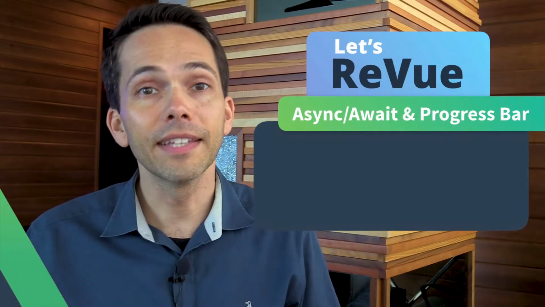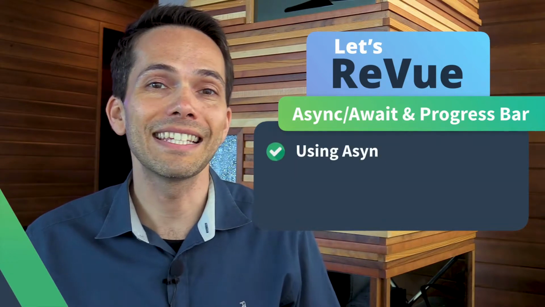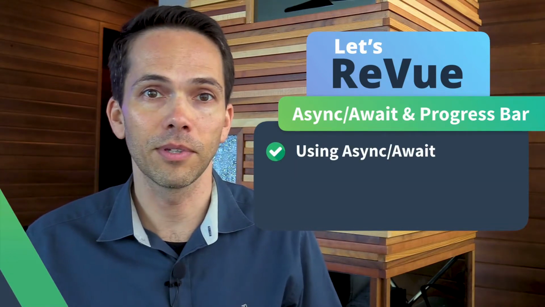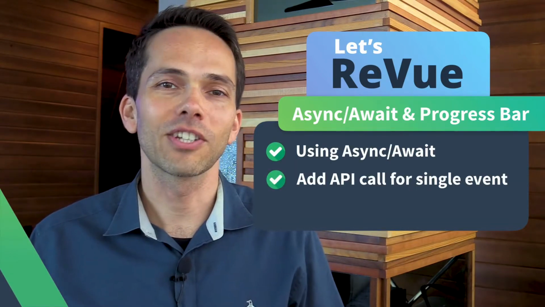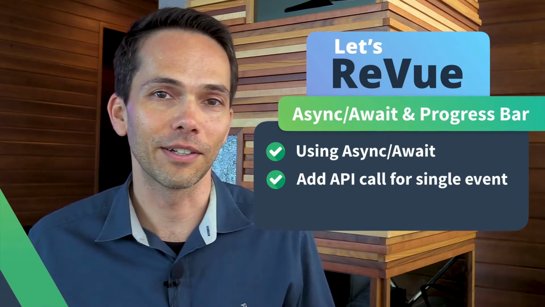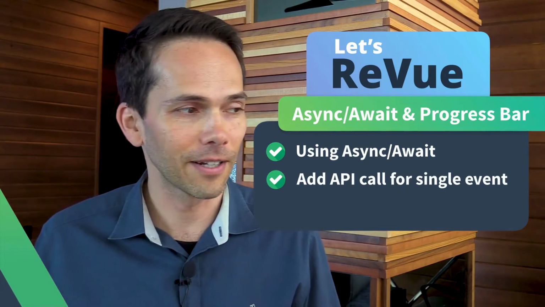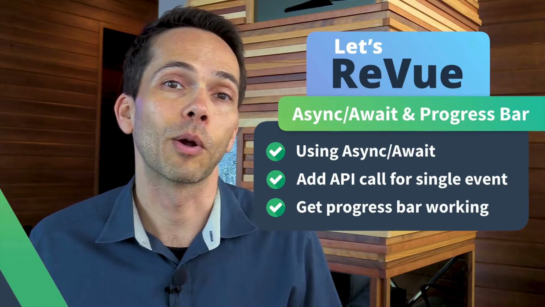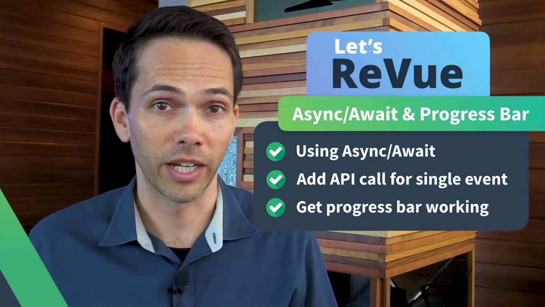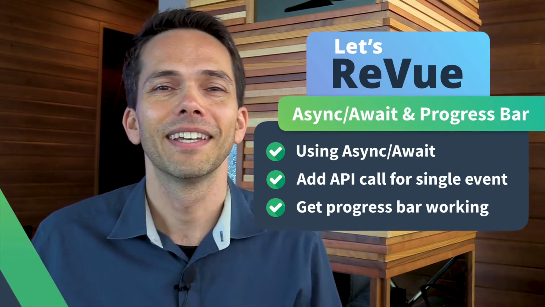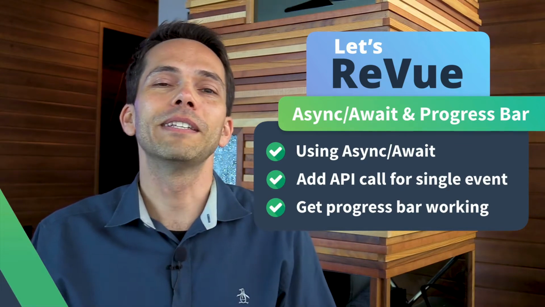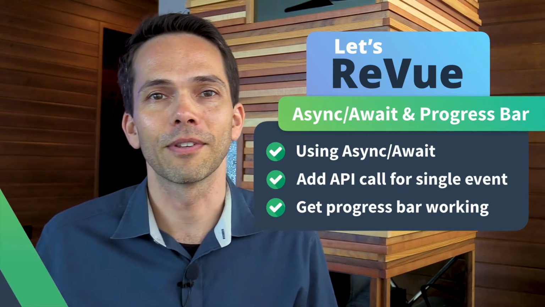Let's review. In this lesson, we learned about the JavaScript Async/Await syntax and how that can be used. We also added an additional API call for a single event and printed out the event title. And then we got the progress bar working, although it was already working. We just didn't see it. Thanks for watching. In the next lesson, we'll be diving into using Vuex with our Nuxt application.